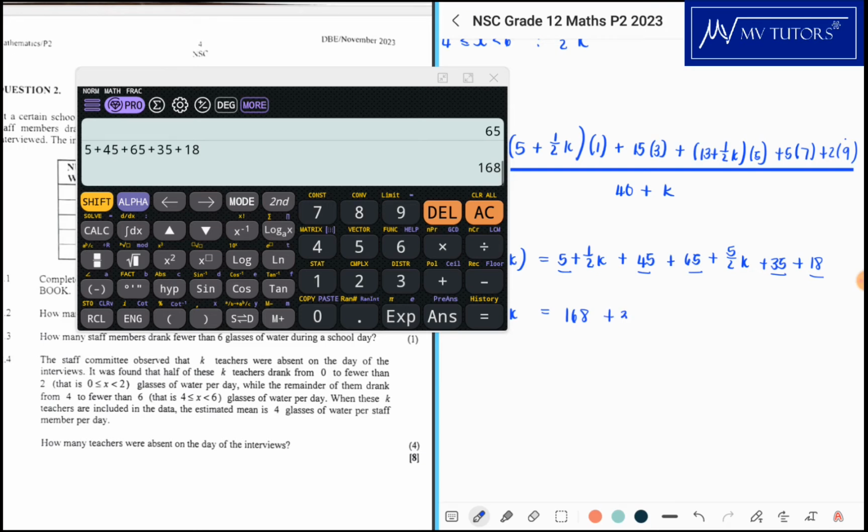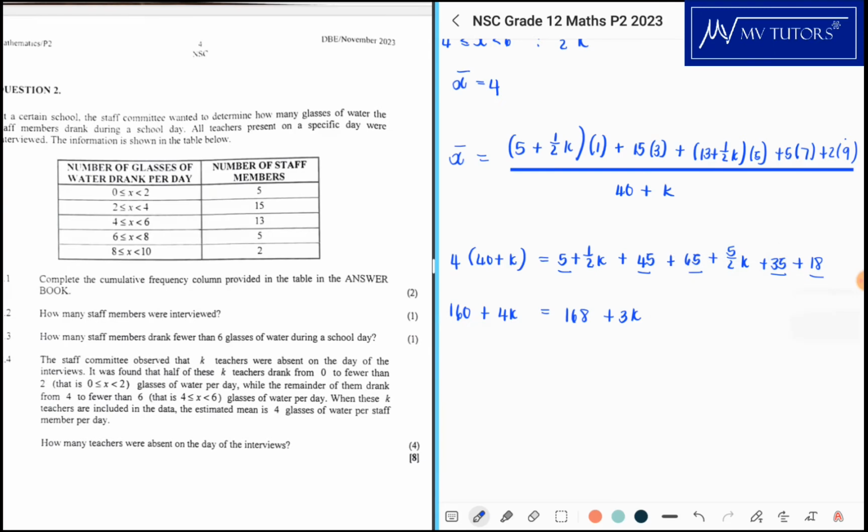Okay, so 3k. Then I'm going to take the 3k to the left hand side. So now I have k remaining. And then let me just write it out fully. So I have 4k minus 3k, and I have 168 minus 160. So now k, I hope that you see, is actually equal to 8.